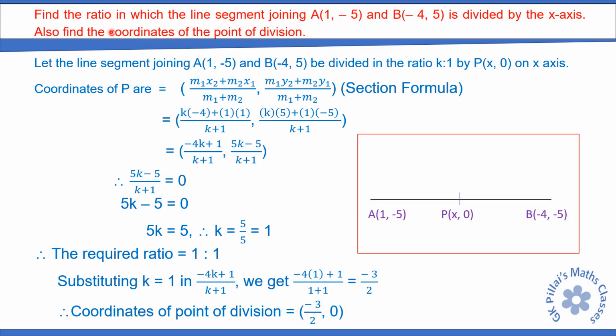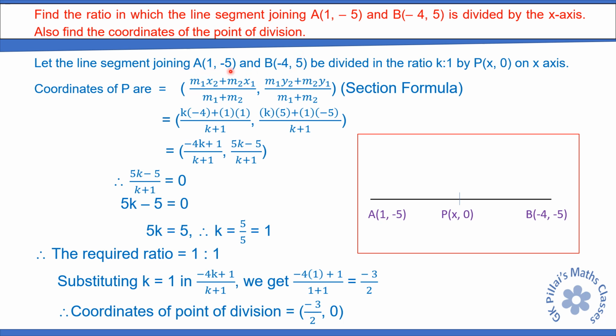Let me read this question first. Find the ratio in which the line segment joining this and this is divided by the x-axis. Also find the coordinates of the point of division. Till now we were finding the coordinates. Here you are given the coordinates, but you have to find the ratio. So we will go in a different way.